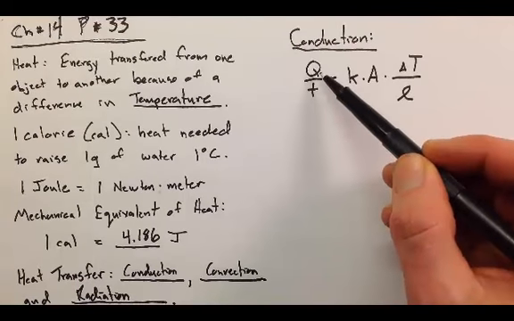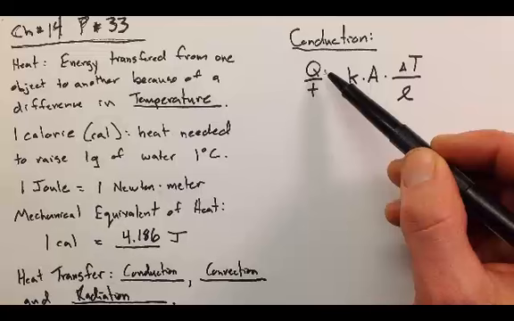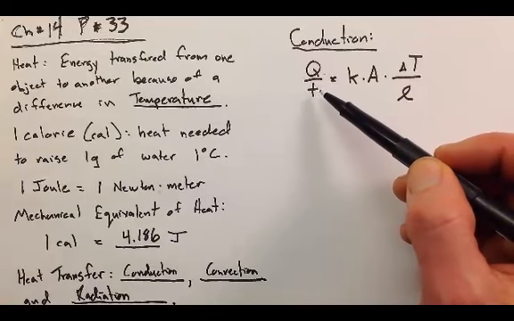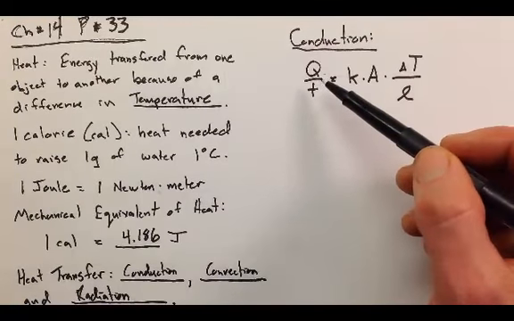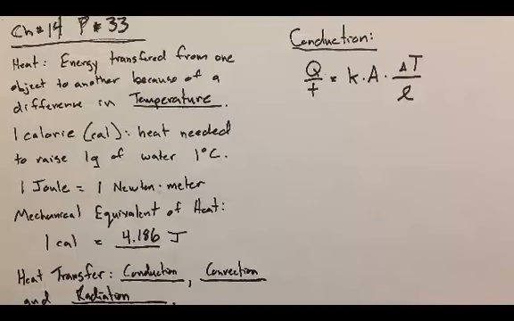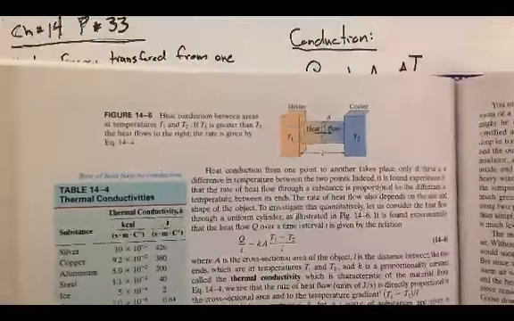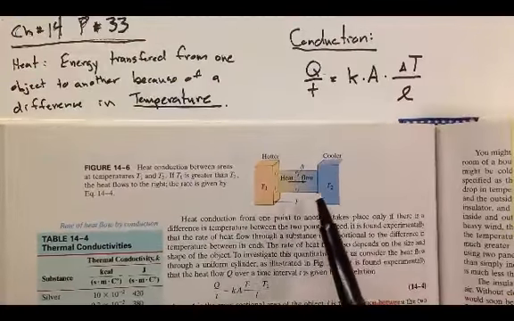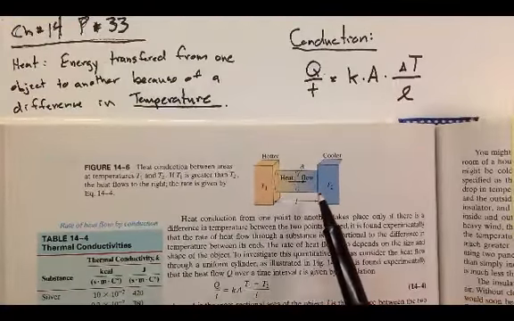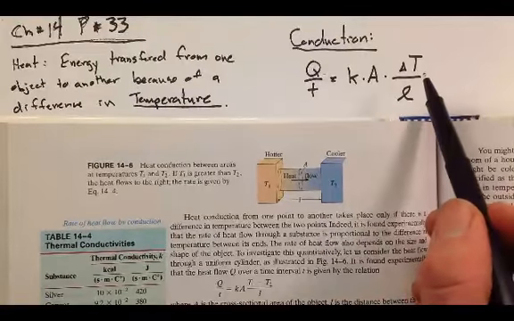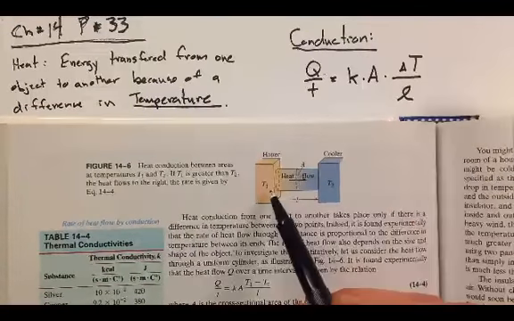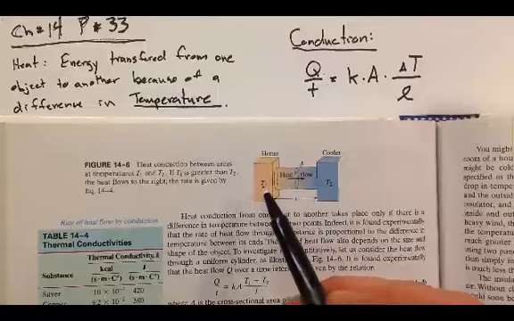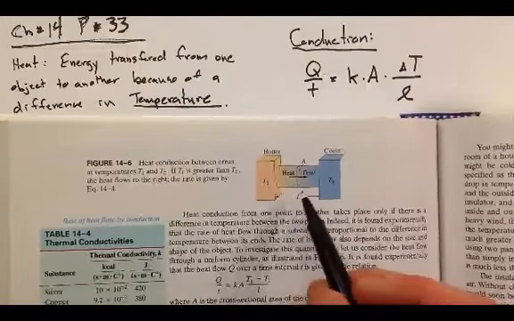And Q here is heat, usually measured in joules or calories. T is time, usually in seconds. So the rate of heat transfer is dependent upon three things. I'm going to show a little picture here. It's dependent upon the temperature difference between the hot object and the cold object. That's where we get delta T. So obviously the larger delta T, the larger the heat transfer.